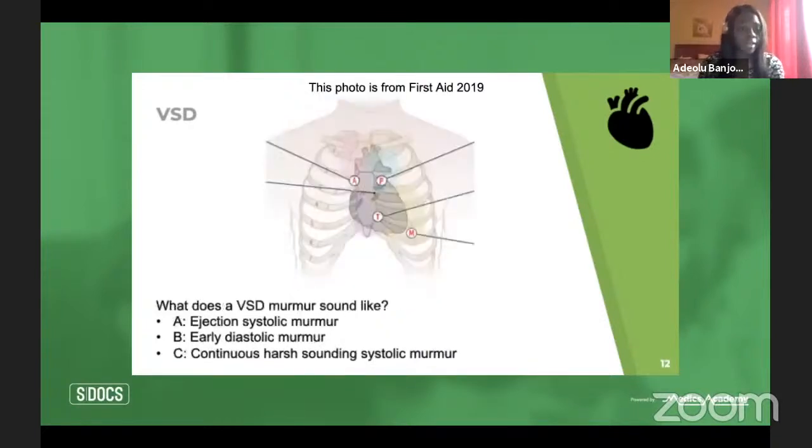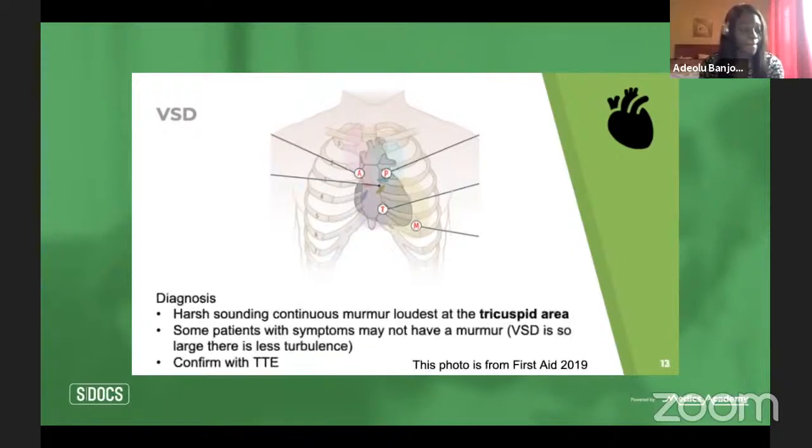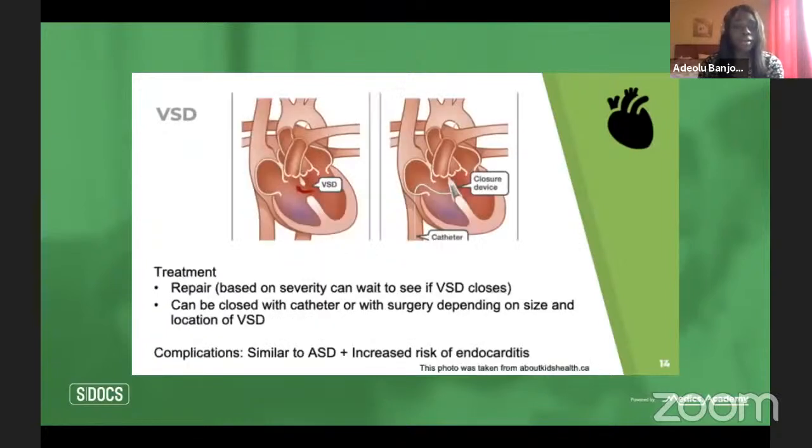So to diagnose a VSD, for that question, the answer is going to be C. You're going to have a continuous, harsh sounding systolic murmur, and it's going to be loudest at the tricuspid area. So for your treatment of VSDs, you're going to potentially repair it.